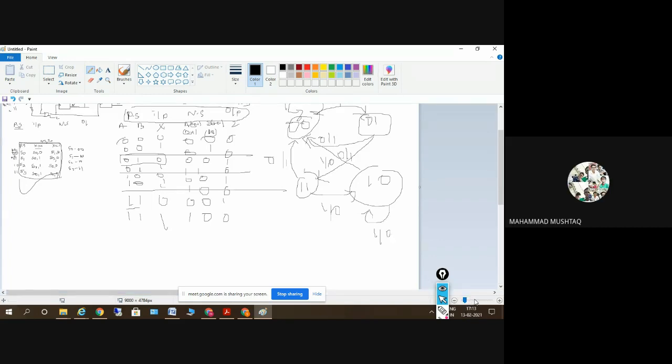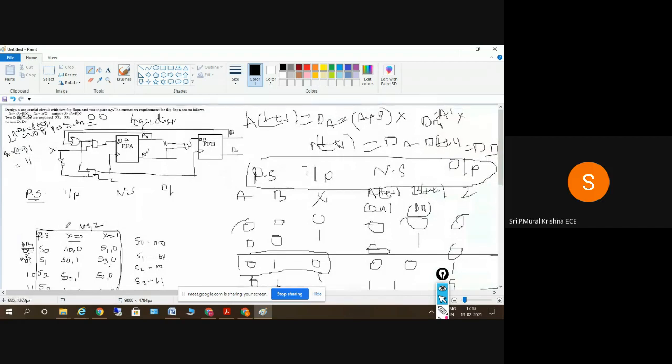Yes, sir. No, sir. Okay, so if you are confused, don't go with this. Just have the present states. So 2 flip flops, 2 present states. If you are given flip flop names like P and Q, so P and Q are the present states. The next states will be P of T plus 1 and Q of T plus 1. So here the 2 flip flops are A and B. The next states will be A of T plus 1 and B of T plus 1.